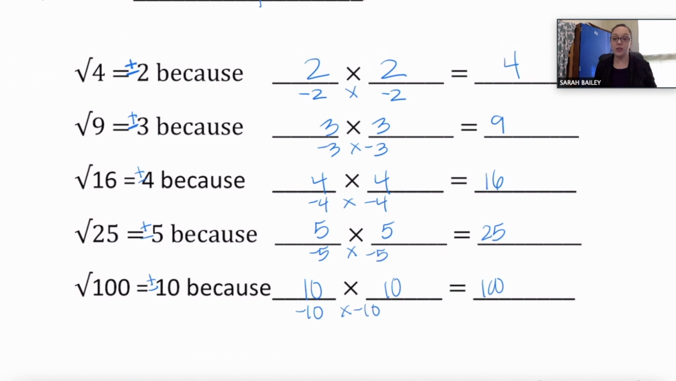Now, an important thing to note, if I were to type into my calculator the square root of 4, it's only going to give me 2. It's not going to say negative 2. So when you're asking the calculator to give you the square root of a number, it only gives you the positive square root. But there are technically 2 square roots of every number, the positive square root and the negative square root. So we need to keep that in mind.